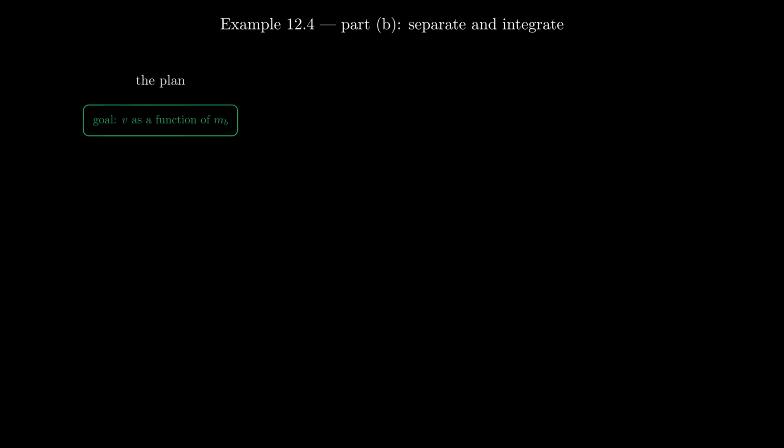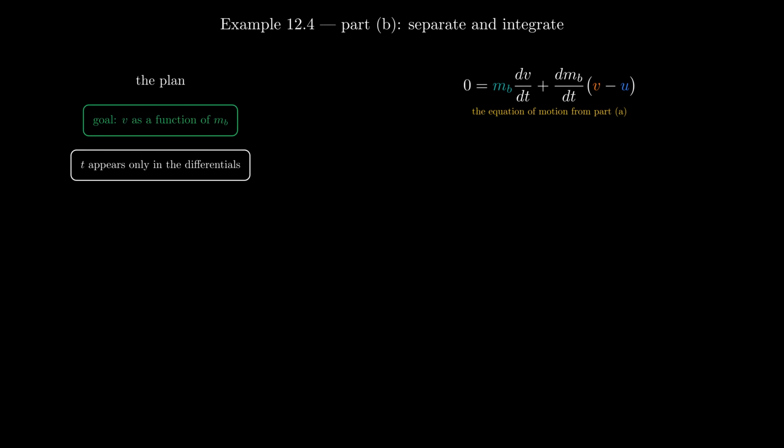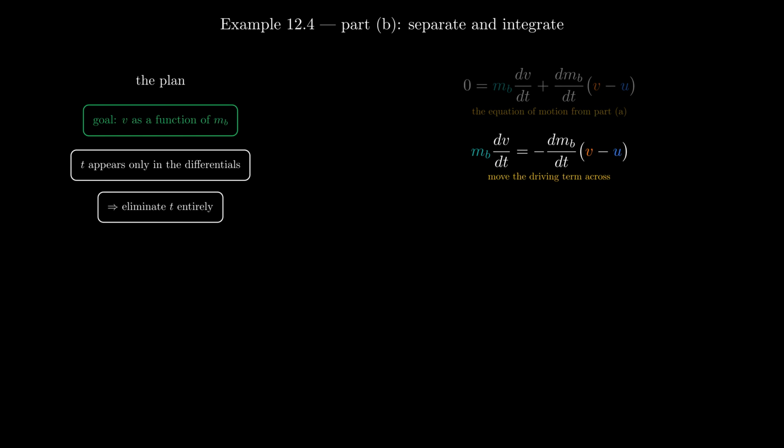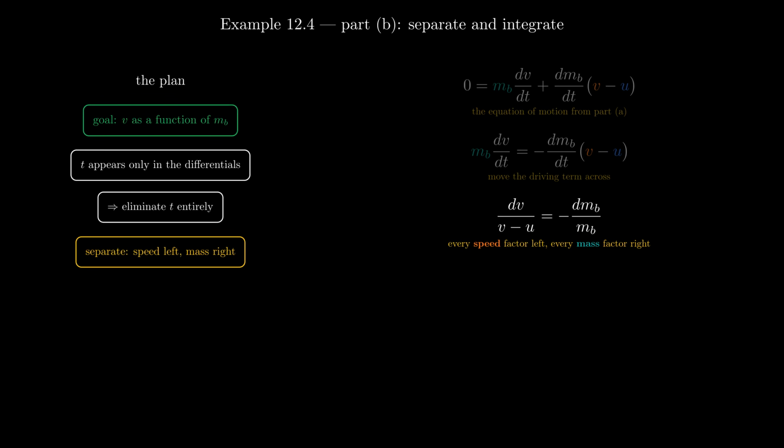Part B, integrated. The equation ties speed to mass, and the time appears only inside the differentials, so we can eliminate it entirely. Move the driving term across. M sub b dv dt equals minus dm sub b dt times v minus u. Cancel the common factor of dt, and group each variable with its own differential. dv over v minus u equals minus dm sub b over m sub b.